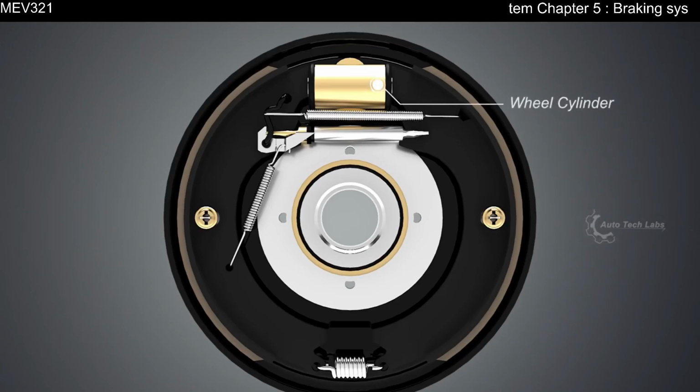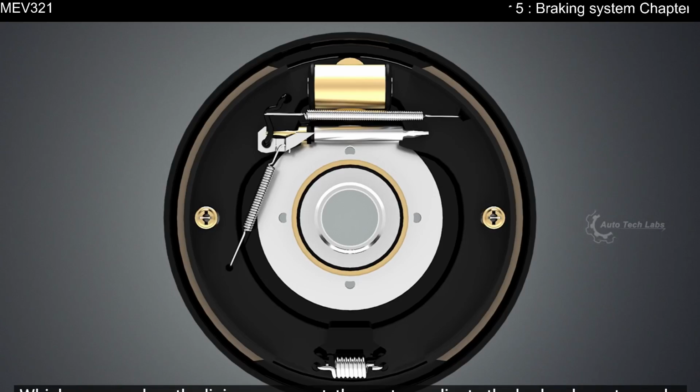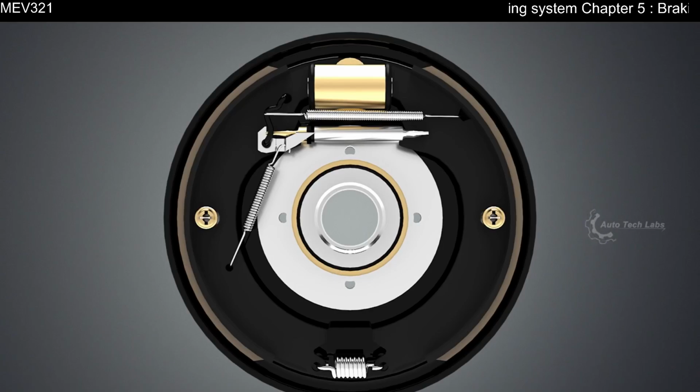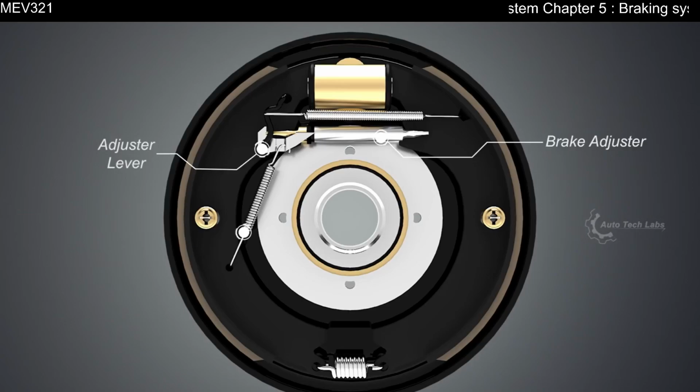Wheel cylinder, the hydraulic part which pushes the brake shoes. Modern drum brake systems are self-adjusting, which means when the lining wears out, the system adjusts the brake shoes towards the drum. For that, the system uses a brake adjuster lever and adjuster spring.